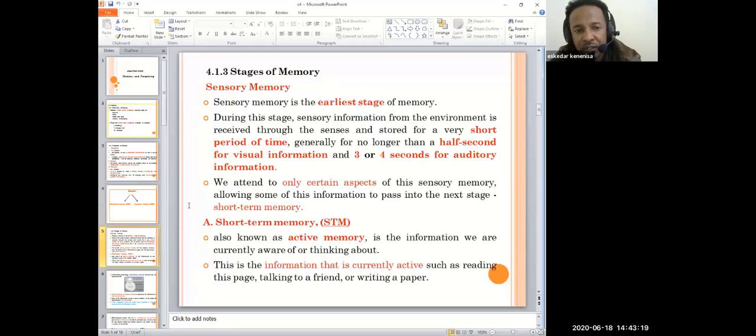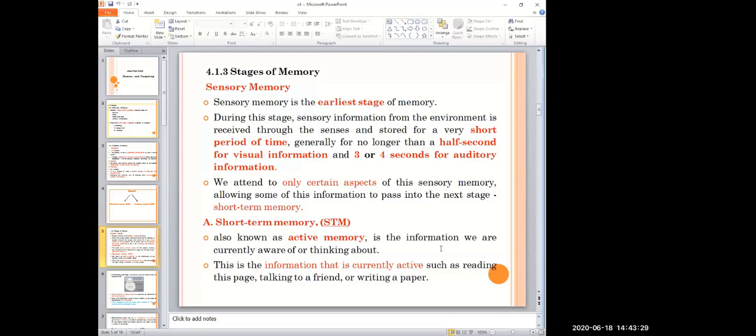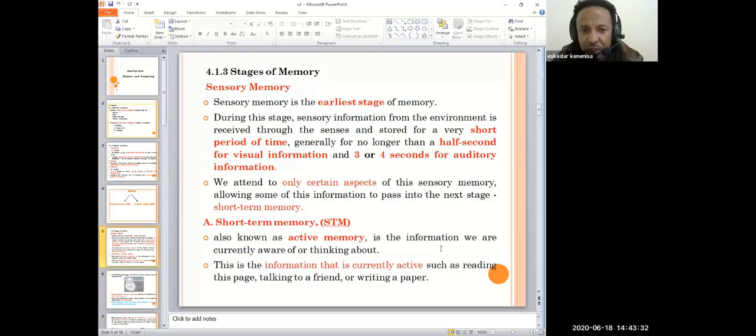Okay, stages of memory. The first is sensory memory. Sensory memory is the earliest stage of memory. During this stage, information is stored for a very short time. Sometimes it's not even considered a memory. Our sense organs have the capacity to store something for a very short time. For instance, what we see will be stored for up to half a second.